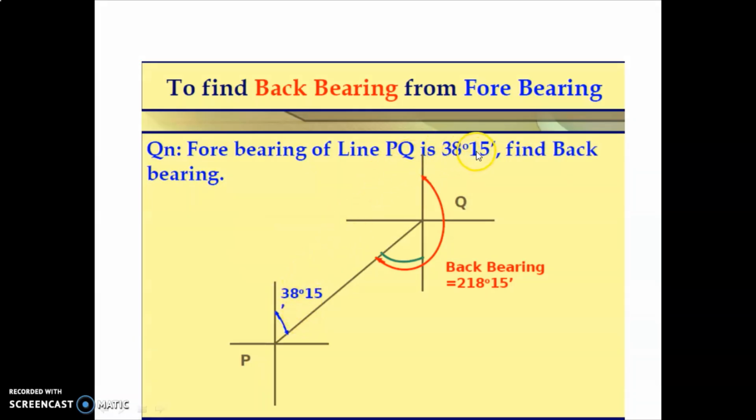You can see this value is less than 180. As per our formula in WCB, I told you BB is equal to fore bearing plus or minus 180. Here the fore bearing is 38 degree 15 minute, which is less than 180 degree, so you have to add 180. So back bearing is equal to 38 degree 15 minute plus 180. Your answer will be 218 degree 15 minute. Clear? This 180 plus 38 degree 15 minute, so you will get your back bearing.